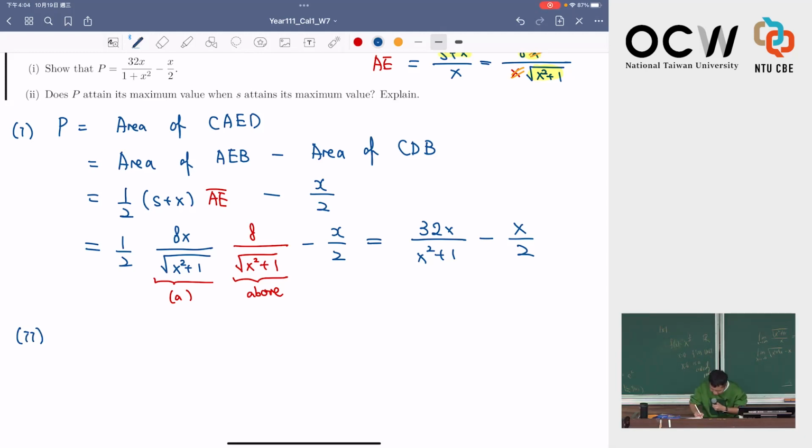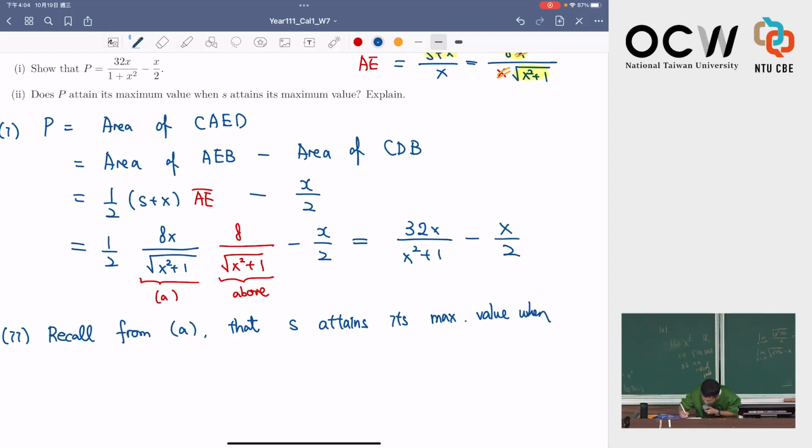Firstly, before I do anything, just to recall from A, that S attains its maximum value when x equals root 3. This is the result that we found in part A. And we're wondering whether at the same point, P will also attain its maximum value.